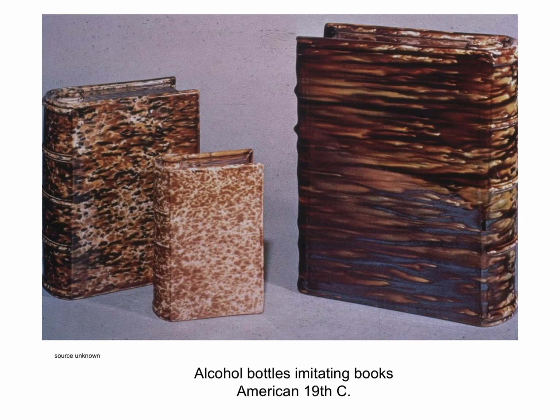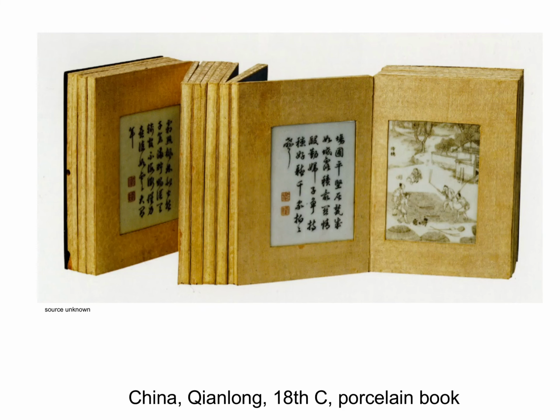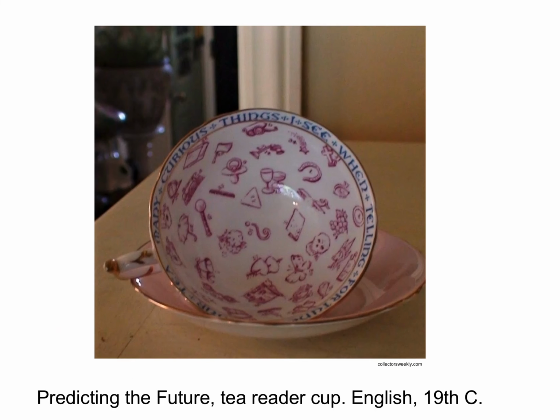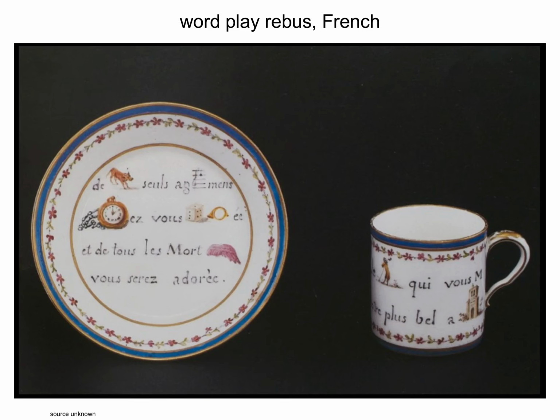And I really like books. Ceramic books are quite interesting, and they were made in America to hide alcohol in bookshelves so that the bottle is imitating books. We have porcelain books in China. We have Takaki Araki in Japan making her wonderful Bibles out of ceramic. We're getting close to the end of this presentation. This is a teacup made in England for predicting the future. This one is with a word play in French.